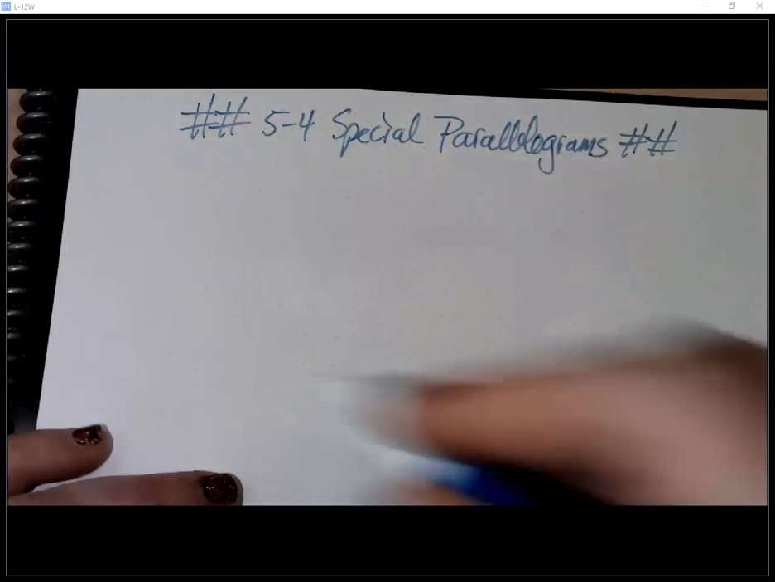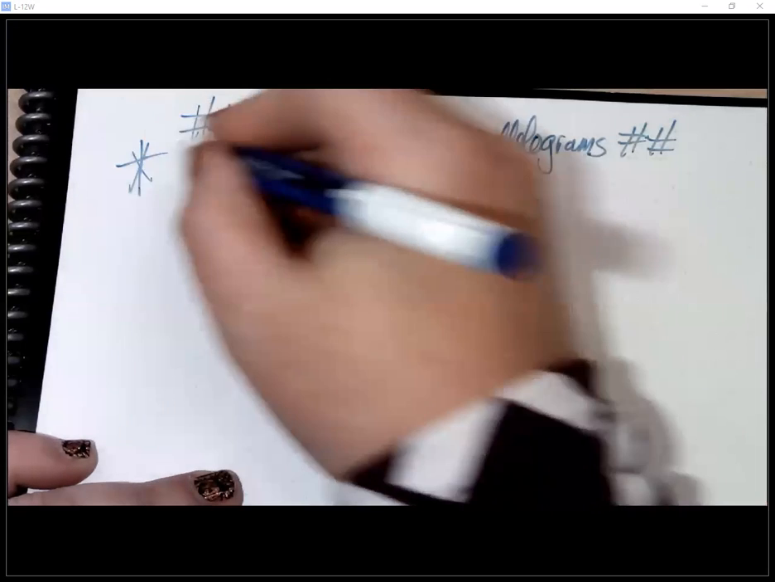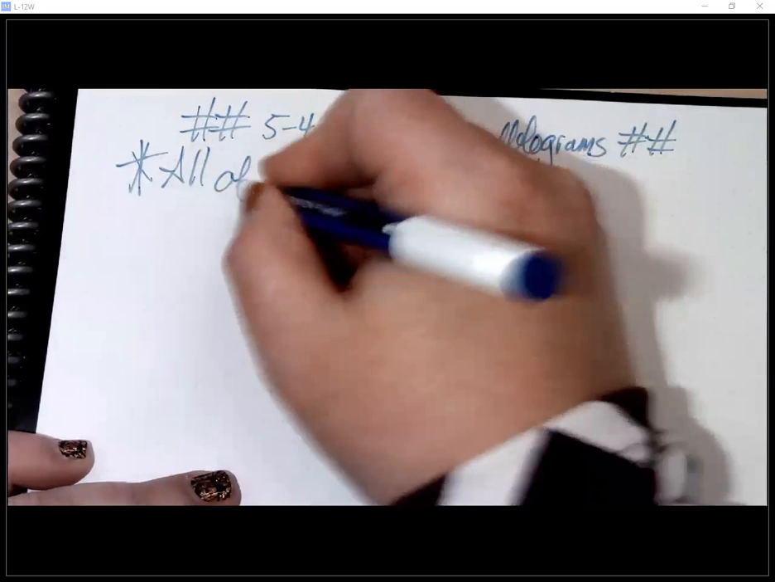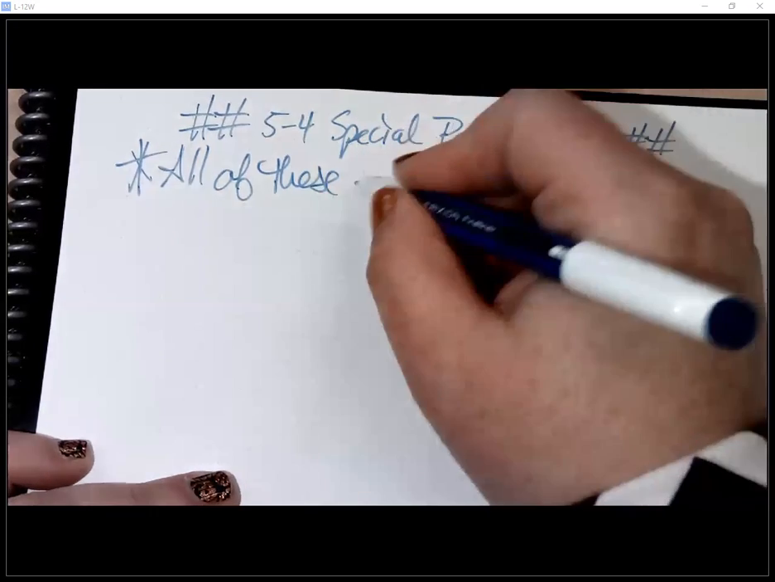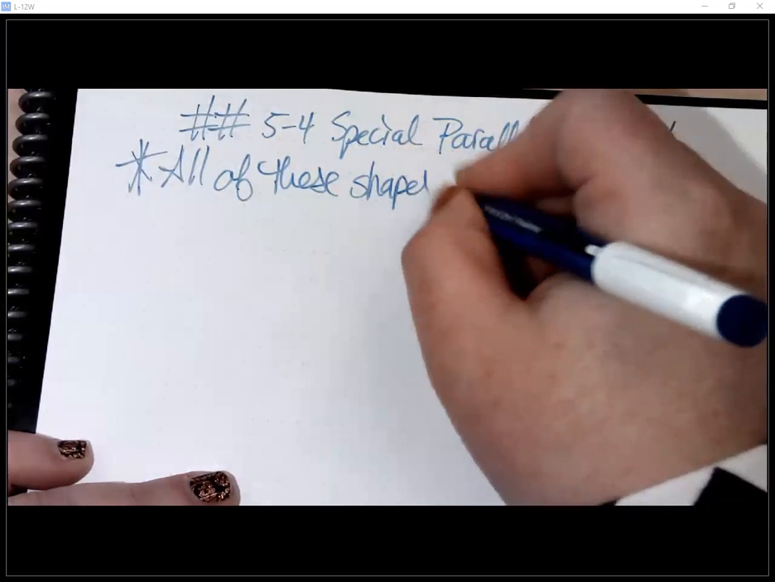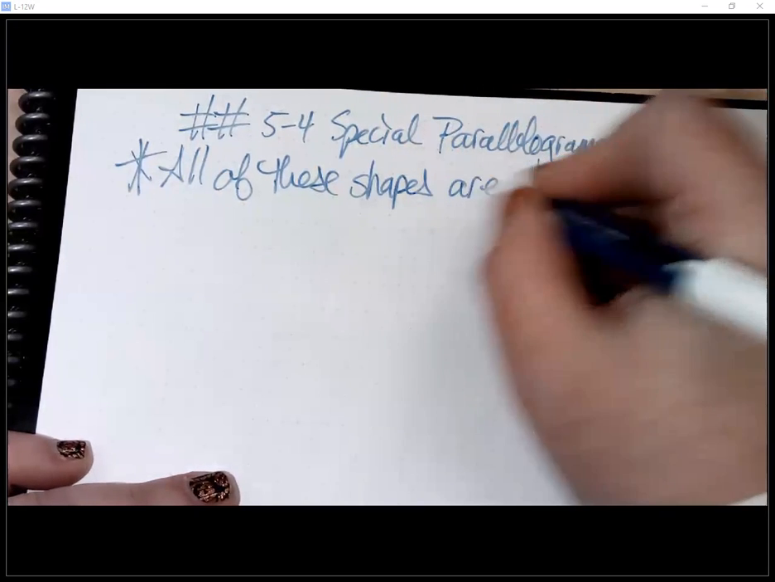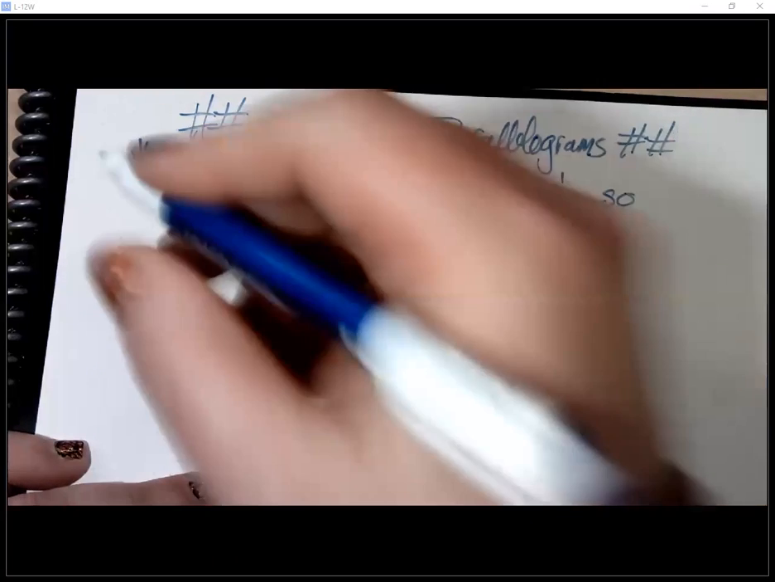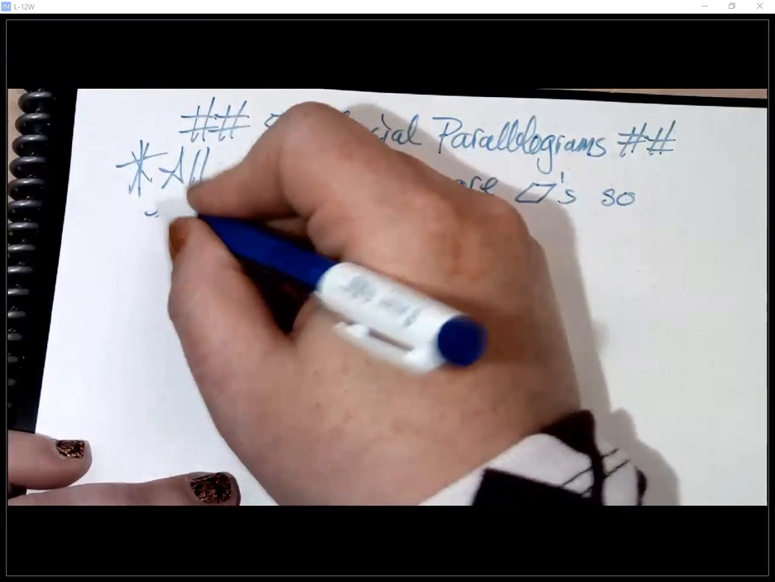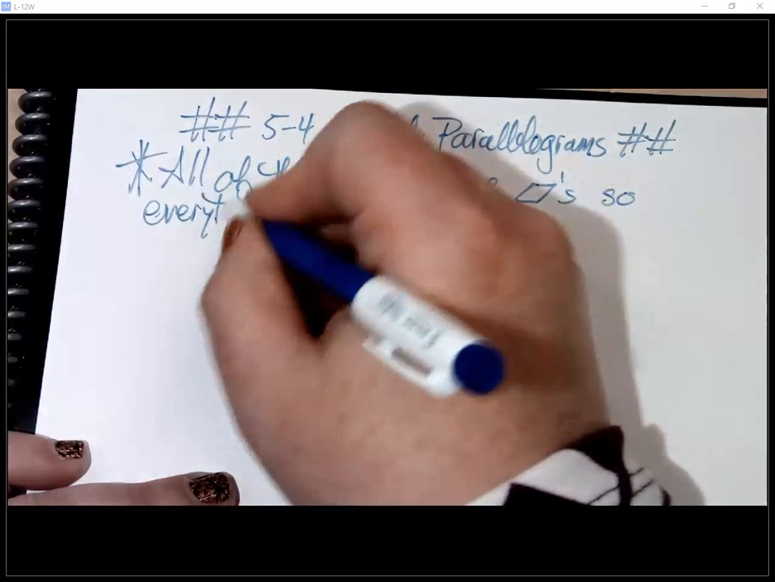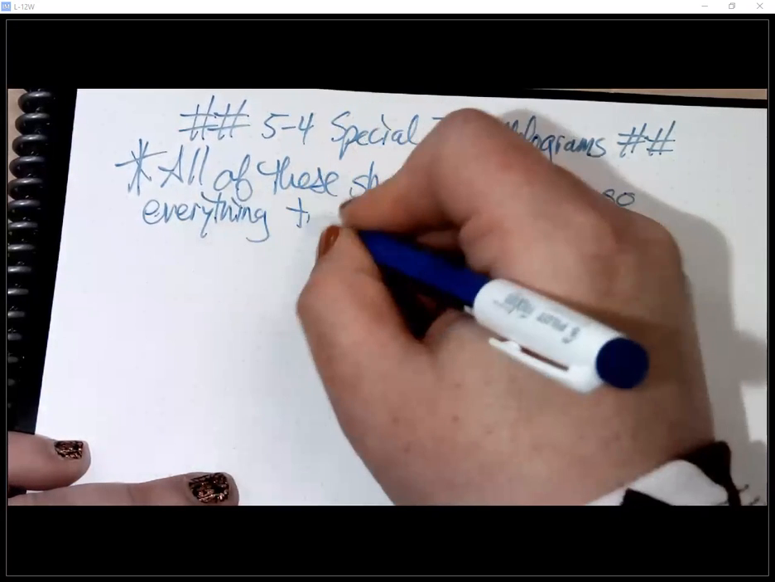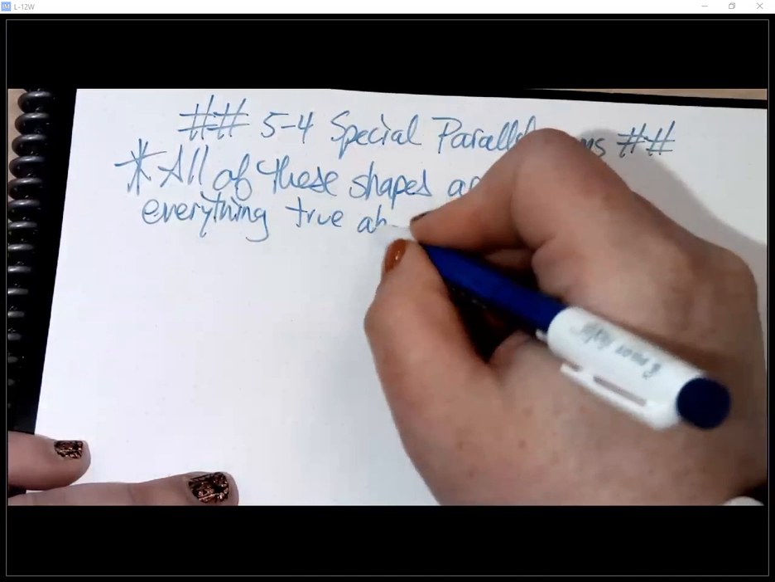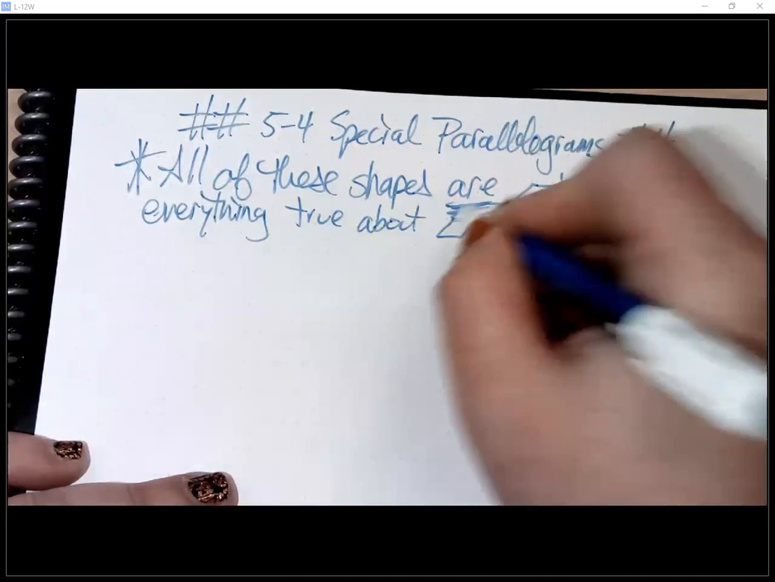They still hold true for these. So big star, all of these shapes are parallelograms. So everything true about a parallelogram is true for them too.